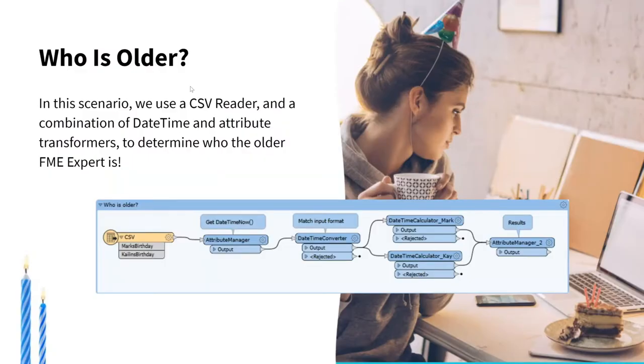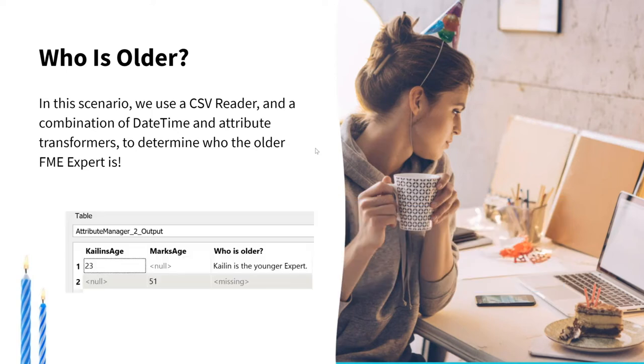Okay, so this is the next example. It kind of does the same arithmetic as the first one, so I'm not going to be in Workbench for this one. I'm just going to talk it through very briefly. So we're reading a CSV with two birth dates. We're using the attribute manager to use the datetime function, which Mark just mentioned, to get the datetime now. We're using the datetime converter to align the formats, and then we're calculating again between intervals, and we're just getting the result in our attribute manager. So those are the results.